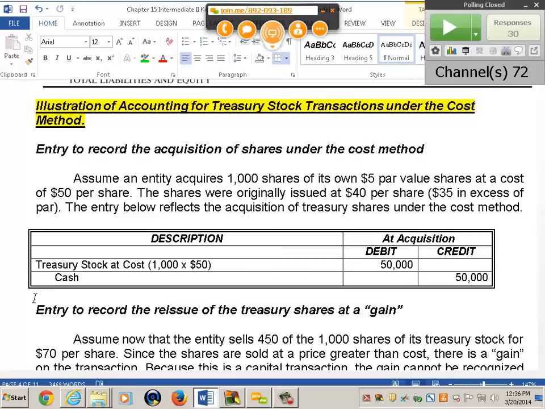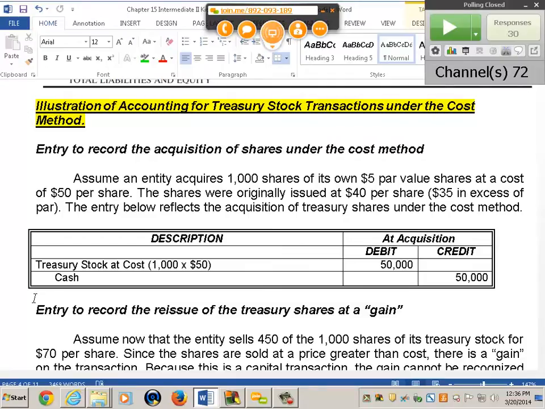the original issue had APIC of 35. Now, under the cost method, par value doesn't mean anything. Original issue price doesn't mean anything. Under the cost method, the only variable we look at is going to be cost.